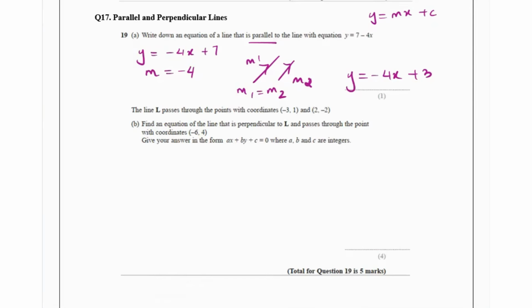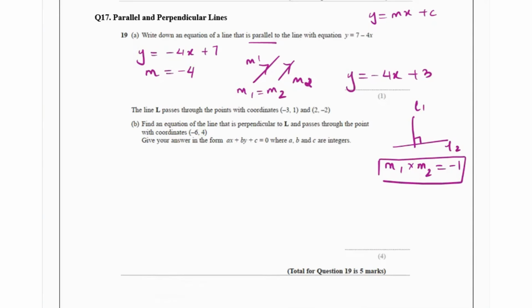Then the line L passes through points with coordinates (-3, 1) and (2, -2). Find an equation of the line that is perpendicular to L and passes through the point with coordinates (-6, 4), giving your answer in the form ax plus by plus c equals to 0, where a, b, and c are integers. In perpendicular lines now, this is line 1, this is line 2. Your gradient of line 1 times gradient of line 2 will always equal to -1. That is the condition for perpendicular lines.